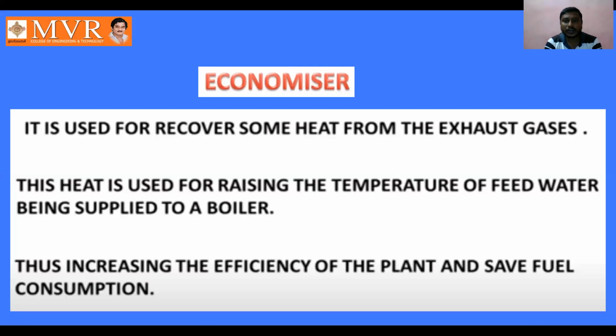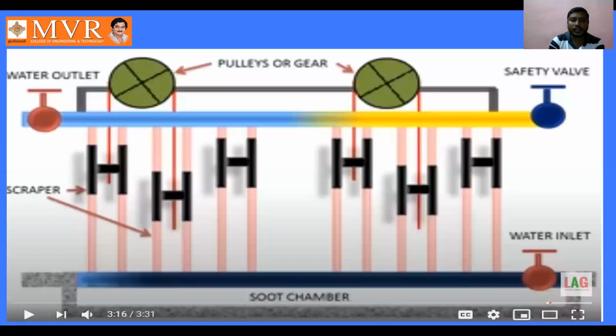Like this, we are going to save fuel consumption here, and we are going to improve the efficiency of the plant. This is the use of the economizer in power plants. The economizer takes some of the heat from the exhaust gases which go out into the atmosphere, and uses this heat for raising the temperature of feed water being supplied to a boiler, and hence we increase the efficiency of the plant and save fuel consumption.